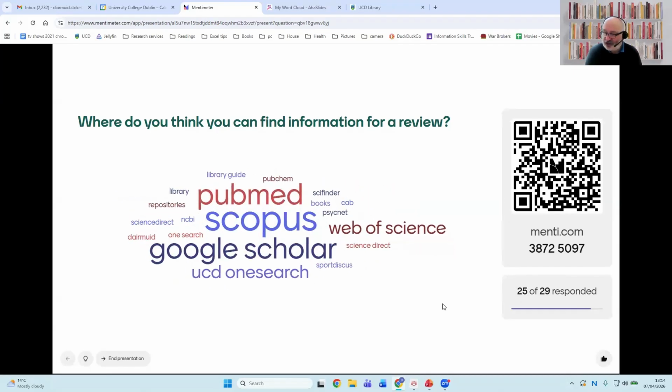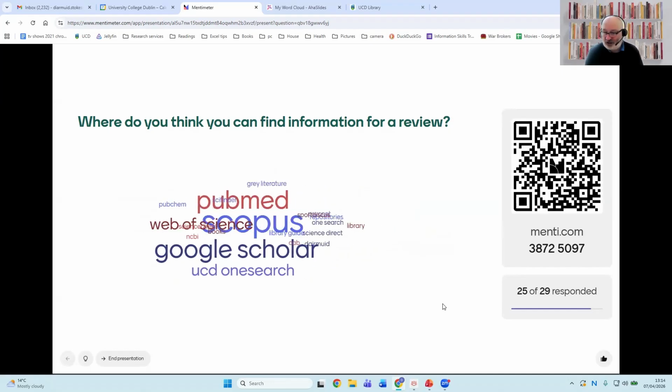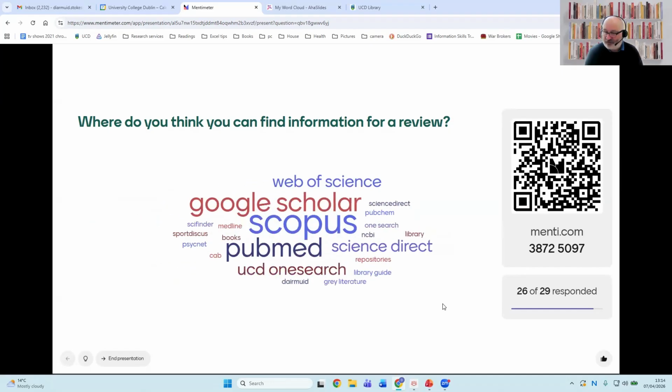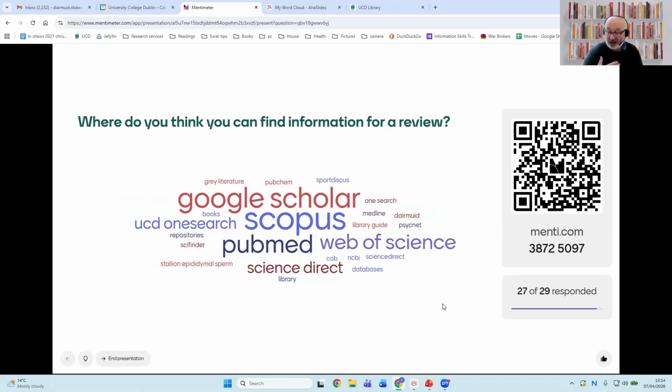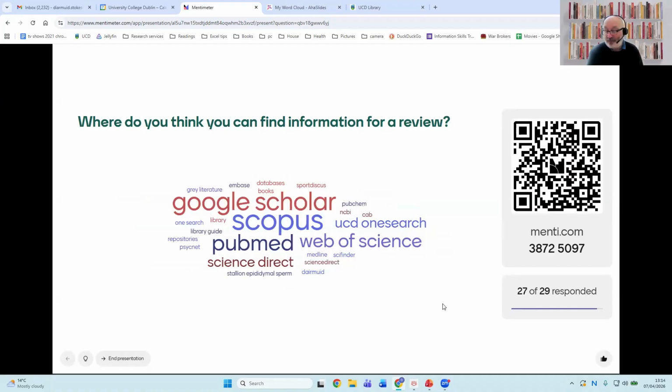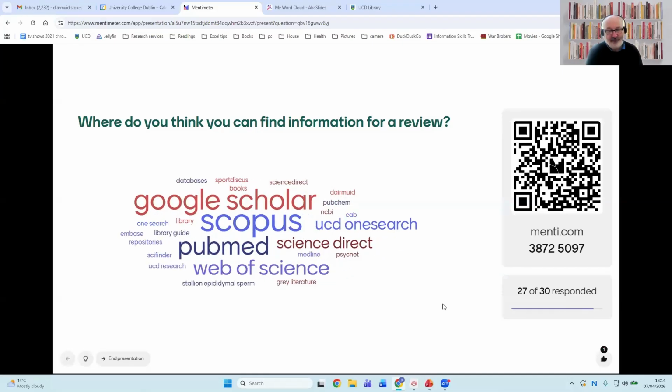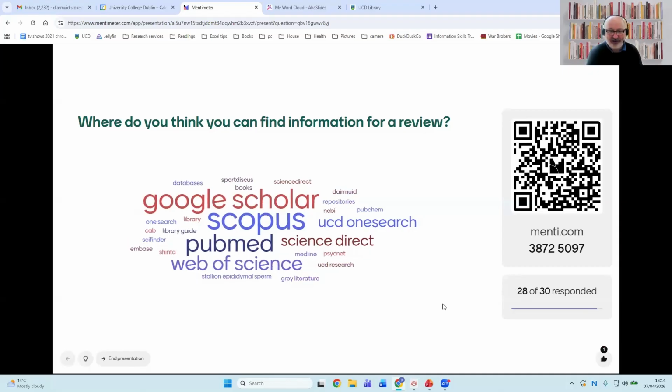So one of the things we're seeing in the word cloud is there's a wide variety of sources, because quite often there are a lot of subjects being covered by a lot of people in systematic reviews. One of the things that's really important is searching in the right places. So PubMed, for example, would be very much a health-related database. But if your topic isn't health-related, then PubMed may not be the best place to search.